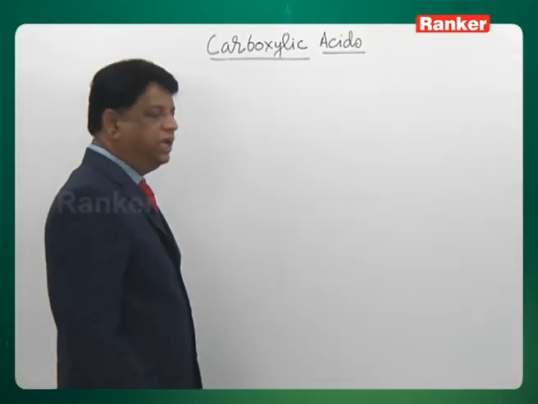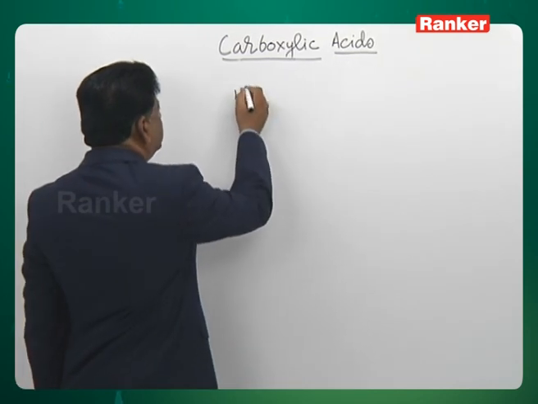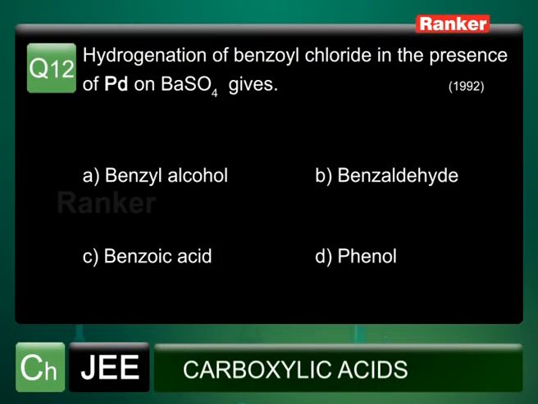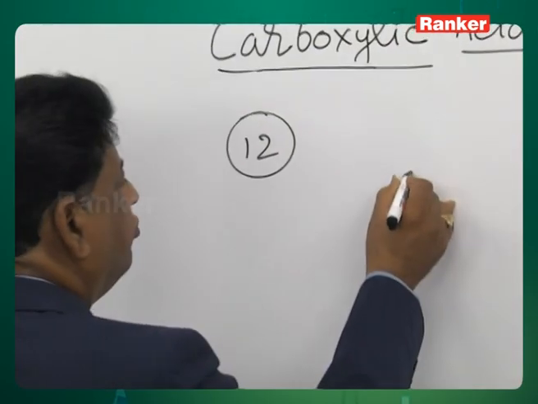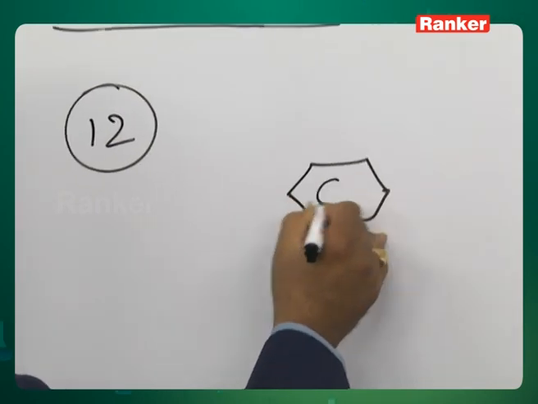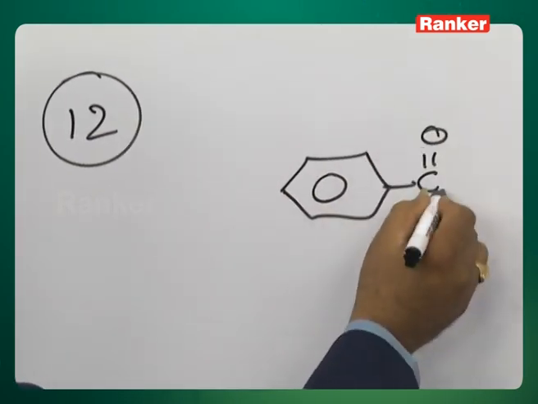So, let us go for the next question, that is the 12th question. The question is: hydrogenation of benzoyl chloride in the presence of palladium on barium sulphate gives what? Option A is benzyl alcohol, option B is benzaldehyde, option C is benzoic acid, option D is phenol. Benzoyl chloride means a benzene ring with COCl.